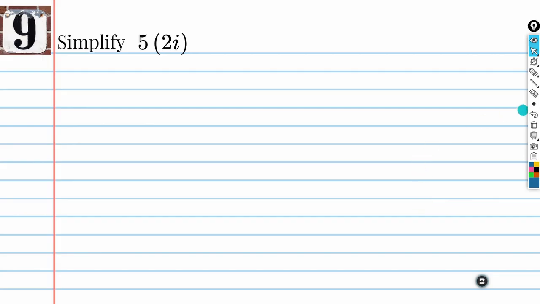So let's just start with some basics. So this one, we don't have to use the box. 5 times 2 is 10, and the i gets written down. So before, you had to combine like terms, but just like with variables, think of this just like a variable. The way it would work is you ended up with 10i.